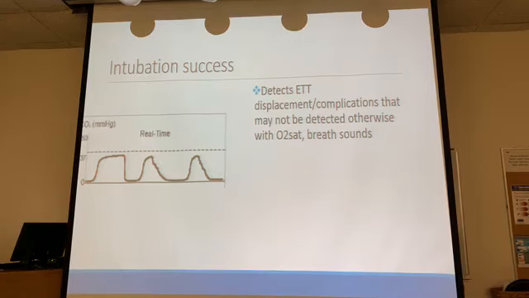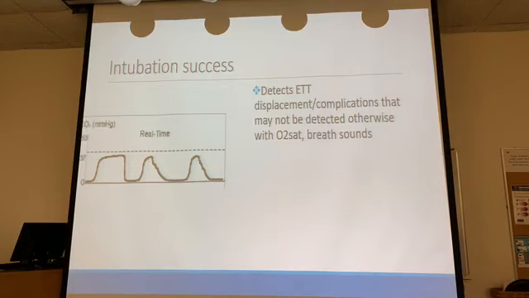Because if you're in the trachea and you're getting your full exhalations, you're going to have these nice rectangular waveforms. As soon as that endotracheal tube dislodges, or if it's not fully in the trachea, you're going to start seeing some changes in your waveform. You'll see that it's not detecting the full exhalation, and it's cutting off. You see, it starts off almost normal right here, and then boom, all of a sudden it doesn't do its normal rectangular pattern like it should. That's because that tube is probably no longer in the trachea.